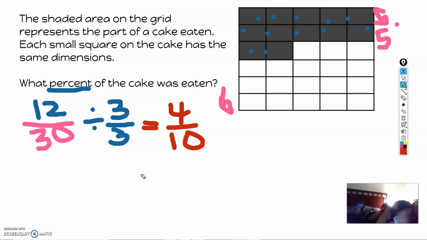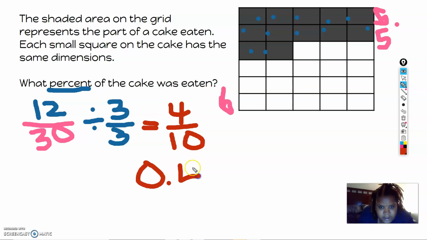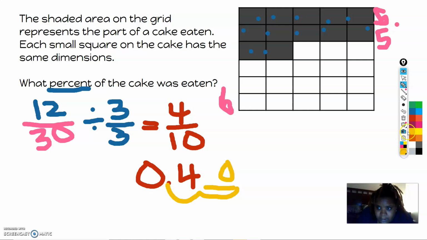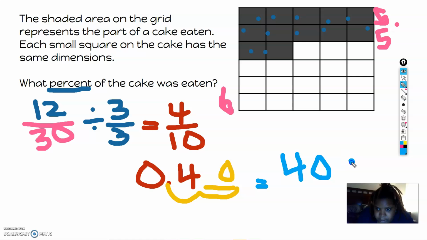Now if you remember, going from a fraction to a decimal, when you have tens, hundreds, thousandths, you can use place value. So this is just 4/10. And again, I'm still trying to get to percent. So what I'm going to do is take my decimal and move it 1, 2 spaces to the right. In this empty space right here, I'm going to put a 0. So almost finished, equals 40 percent.